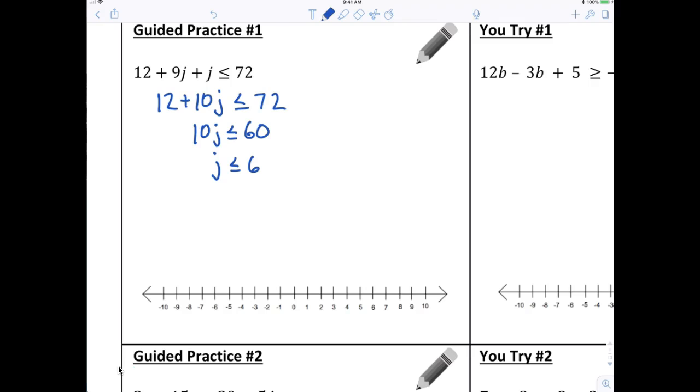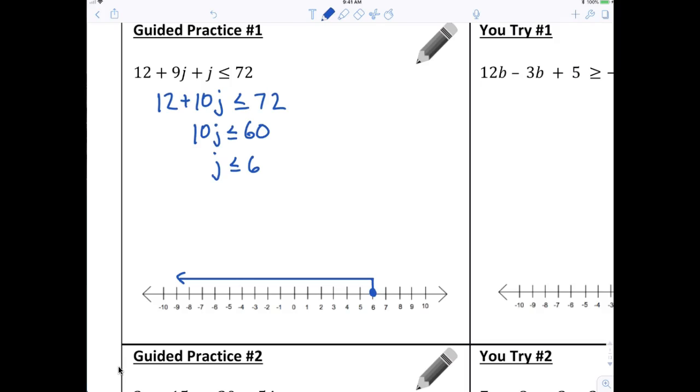Now, if you recall, less than or equal to requires a solid dot. So you're going to put a solid dot at 6. And then less than would be everything to the what? Right or left? Everything to the left. So this is generally how I ask my kids to do it, so they can see.